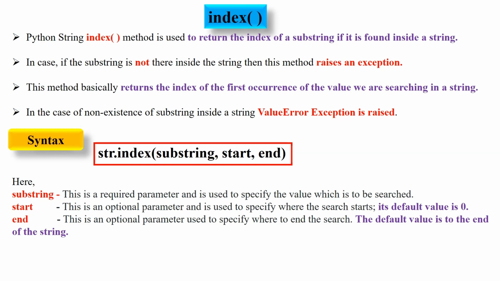Here, substring is a required parameter and is used to specify the value which is to be searched. Start is an optional parameter and is used to specify where the search starts. Its default value is 0. End is an optional parameter used to specify where to end the search. The default value is to the end of the string.